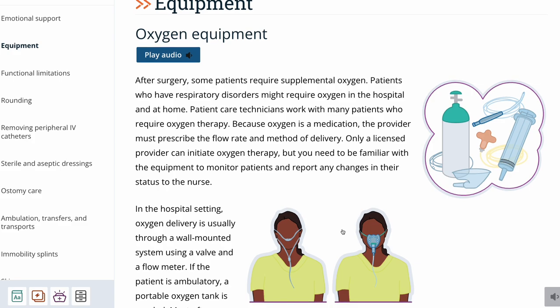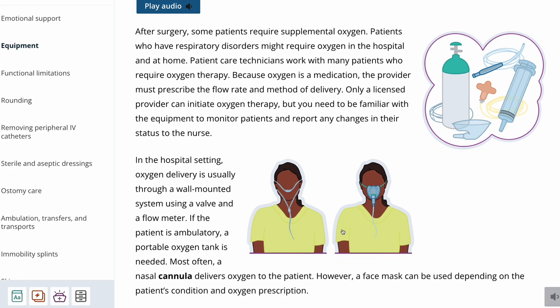All right, oxygen and equipment. This is going to be a big one, so let's go through this one. After surgery, some patients require supplemental oxygen. Patients who have respiratory disorders may need supplemental oxygen. Can you name 2 respiratory disorders? Asthma. Thank you. One more. Pneumonia. Very good. So either situation could cause a patient to need oxygen.